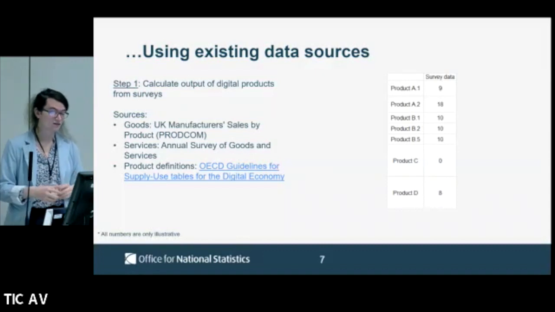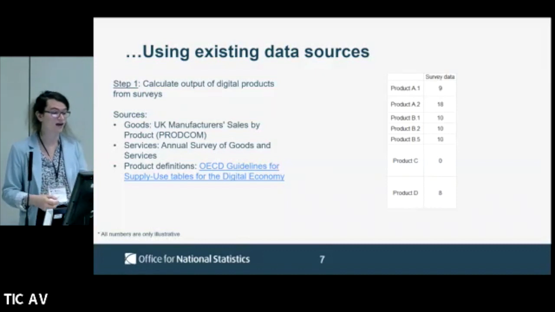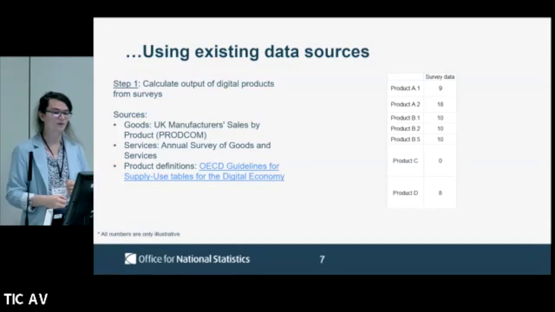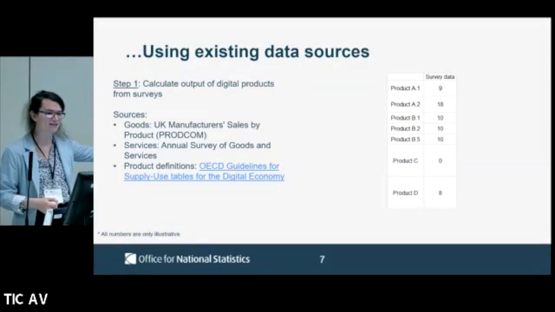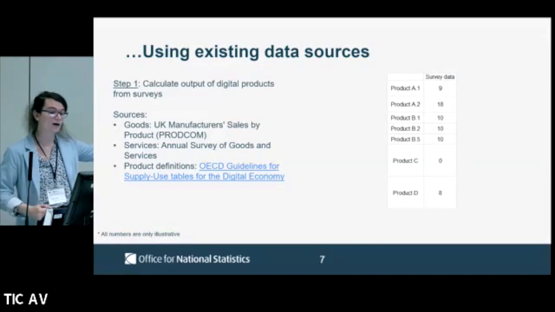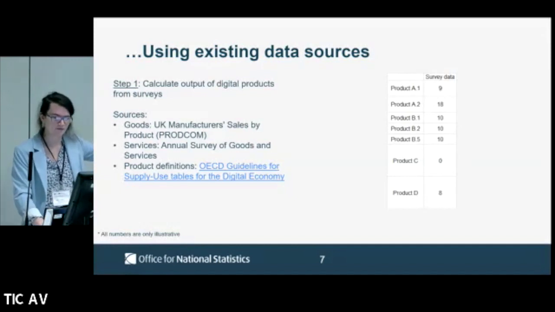To begin with, we're using existing data sources from the ProdCom and from the annual survey of goods and services to get information on sales for different products that we're going to use as our starting point. I've demonstrated some illustrative data so you can see how this works on the right-hand side. We have very detailed product categories that were taken from the OECD guidelines on defining digital products. These are at a 4-digit and 5-digit level, but I've simplified it on the right-hand side.